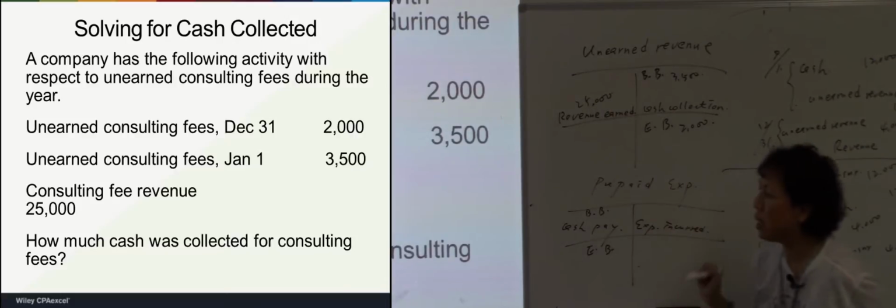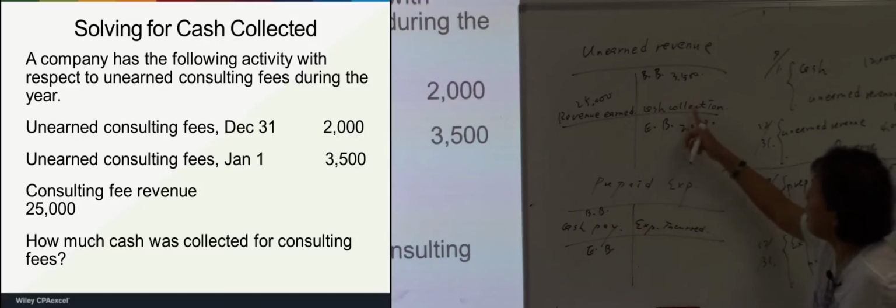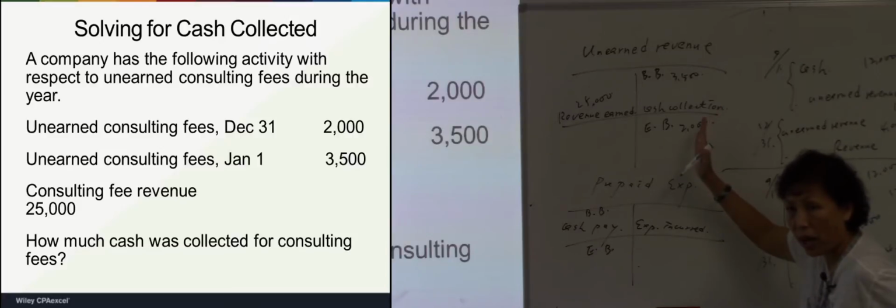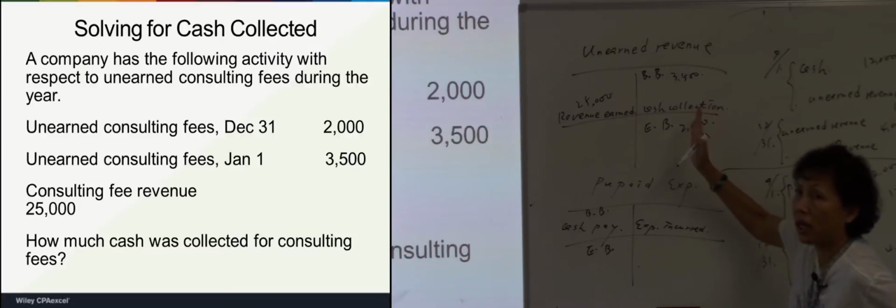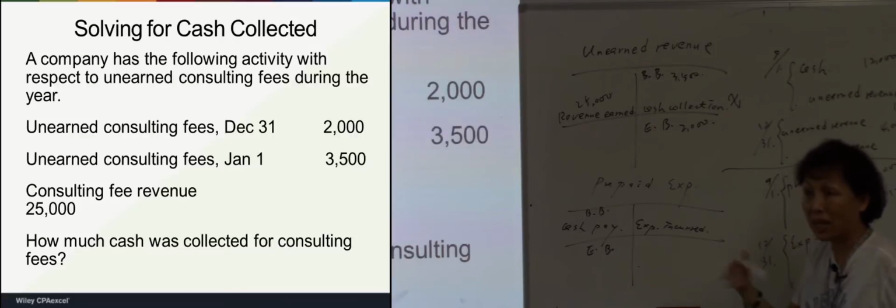The question is asking you how much cash was collected, okay? Cash collection is recorded in which side? Credit side, right? I don't know how much cash was collected. Can I assume X? I make assumption.